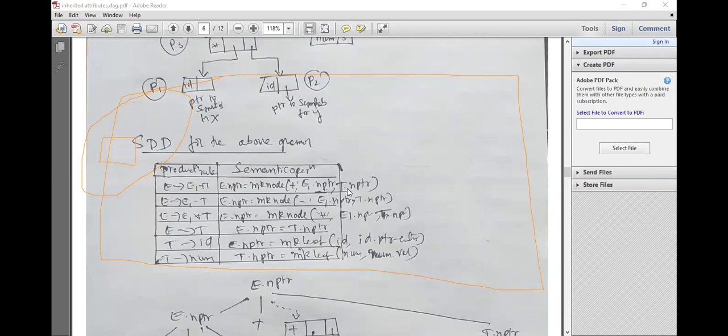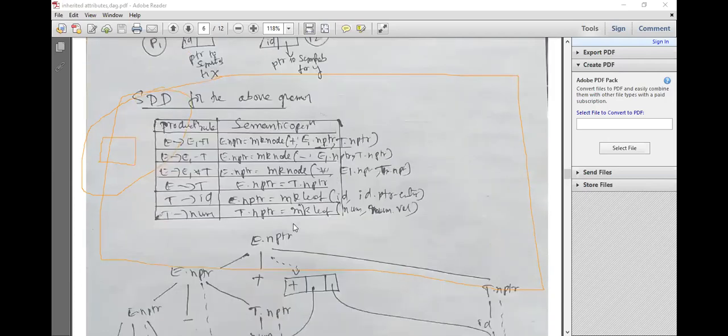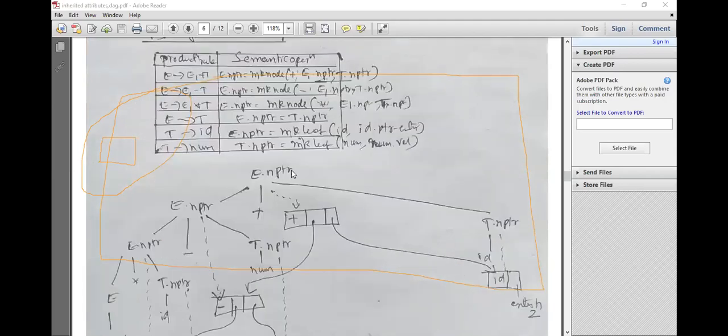In the same fashion here also you write two variables, E and then T. Again E minus T, same thing. Minus will be the operator, with two pointers, left and right. Star will be the operator, again with two pointers. Then E tends to T, which means E.nptr will be equal to T.nptr. By looking at this SDD, syntax directed definition, we can easily draw this syntax tree.